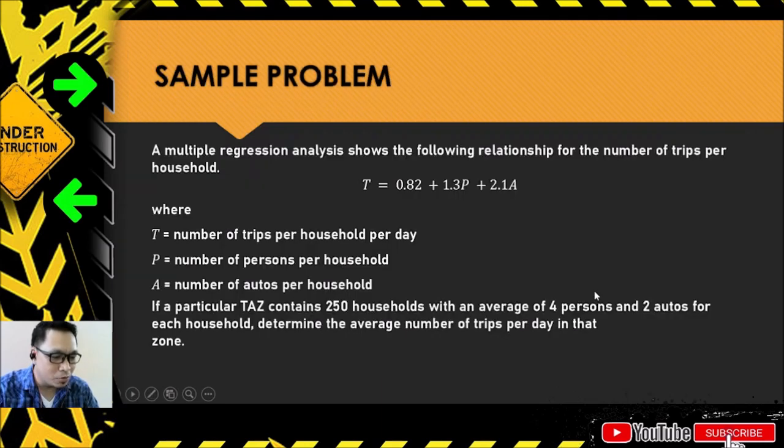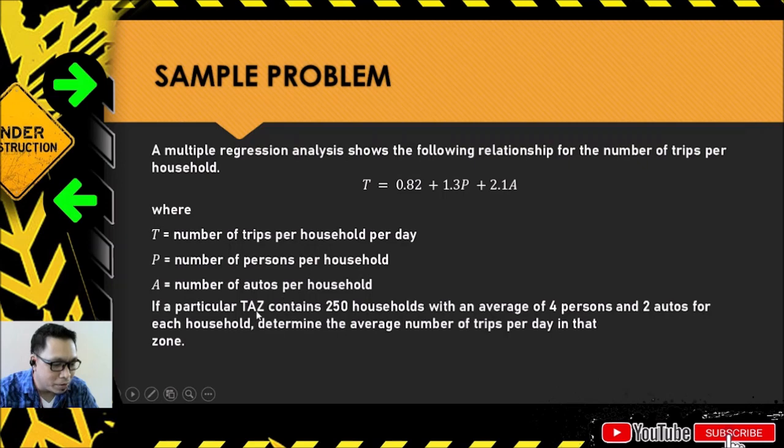Okay, so we have the following example. A multiple regression analysis shows the following relationship for the number of trips per household using this formula. So we have T as the number of trips per household per day. And we have the following coefficients: 0.82 as the constant, then 1.3 as the multiplier for the number of persons in our household, and 2.1 as the multiplier for the number of autos per household. Take note, class, that this formula has two independent variables, which are the number of persons and the number of autos.